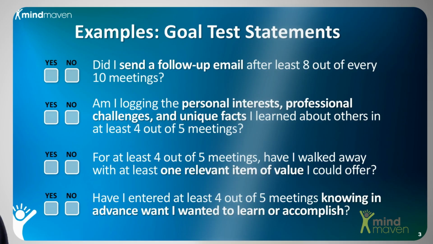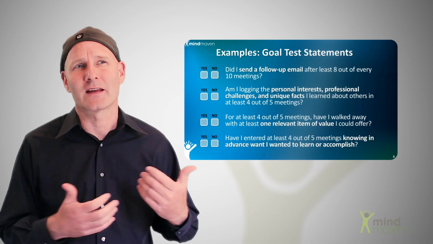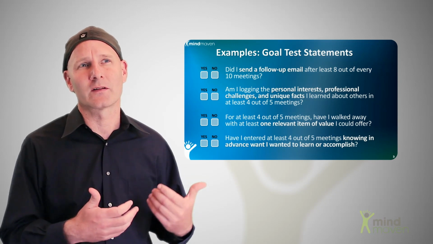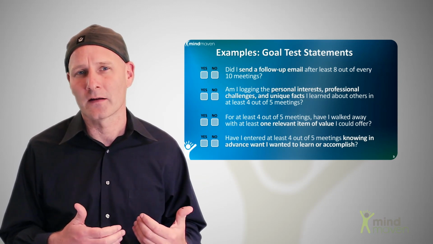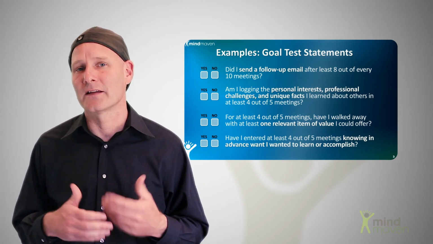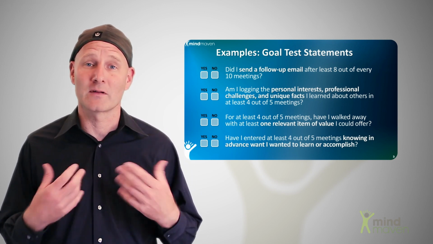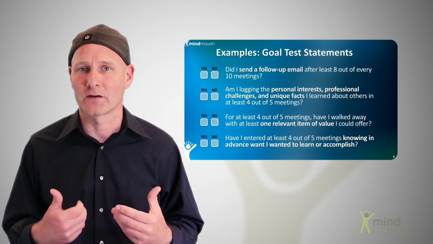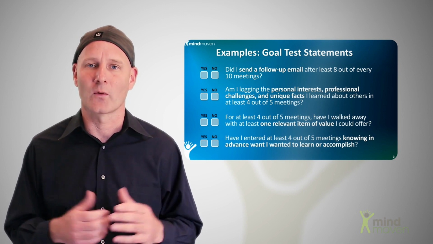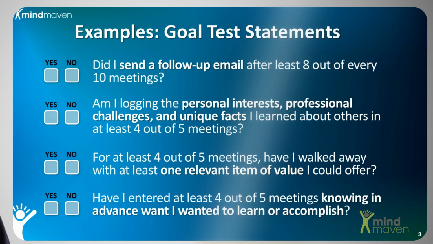Next one is, in 4 to 5 meetings, did I walk away having offered something of value? And here you see I use the word could, and that is a bit of a fuzzy thing that I could have offered, because with this goal test, I don't care about that you actually offered it. It's more that you had the idea of what you can offer. But for example, if you want to be very specific and really motivate, you just say, did I offer something? Like without the word could. That's why this is a great example.